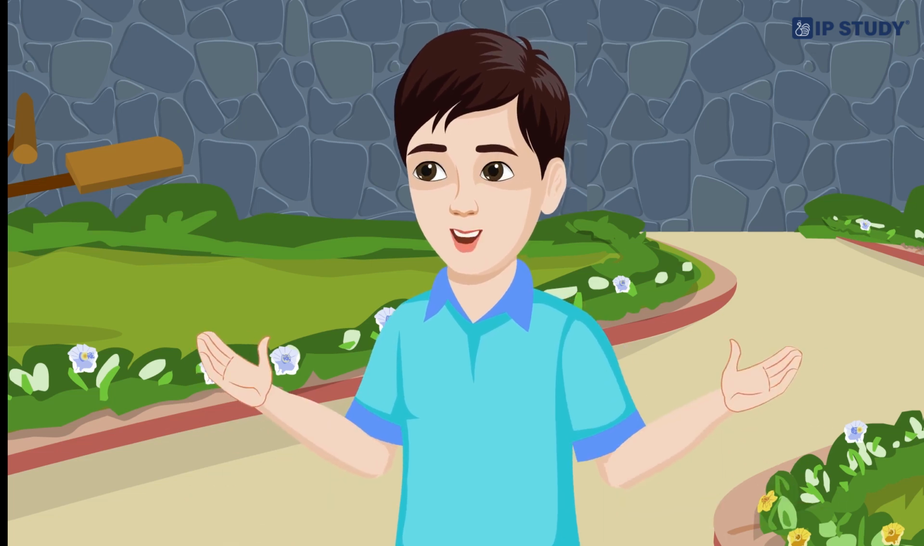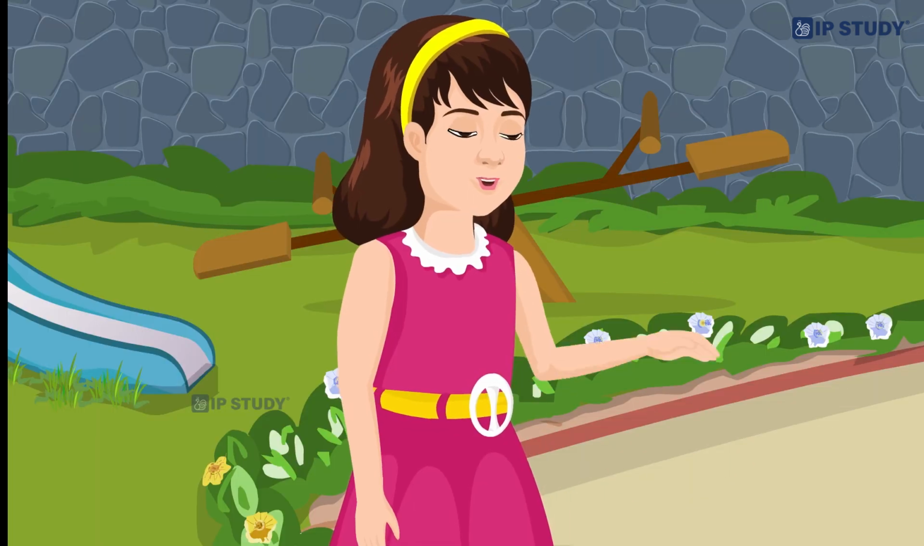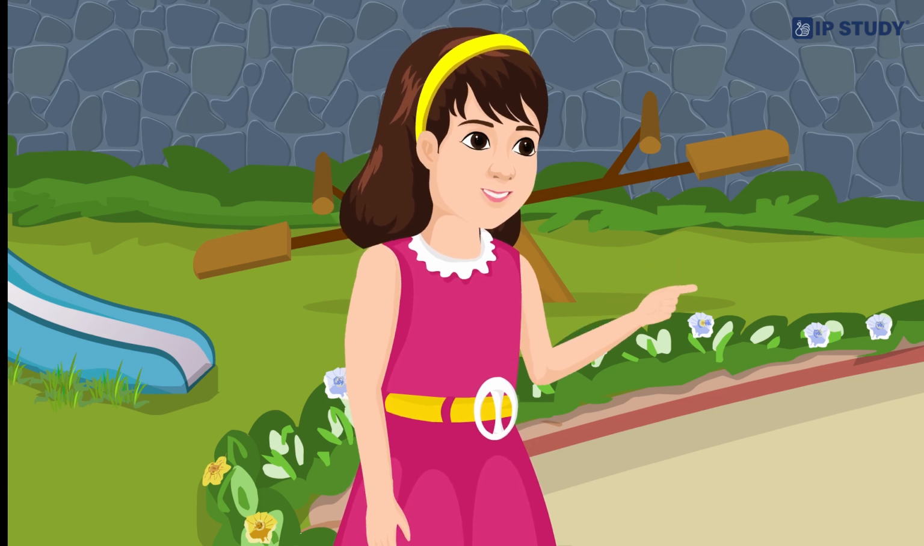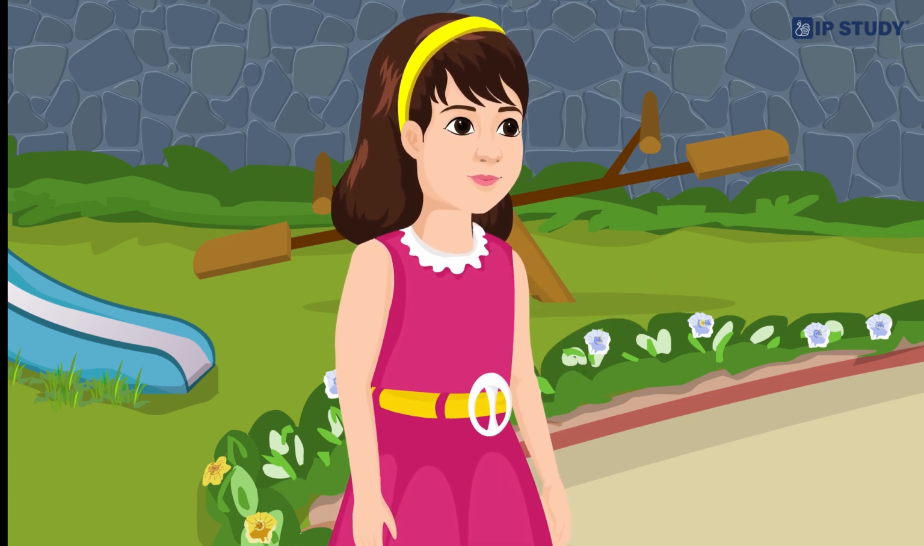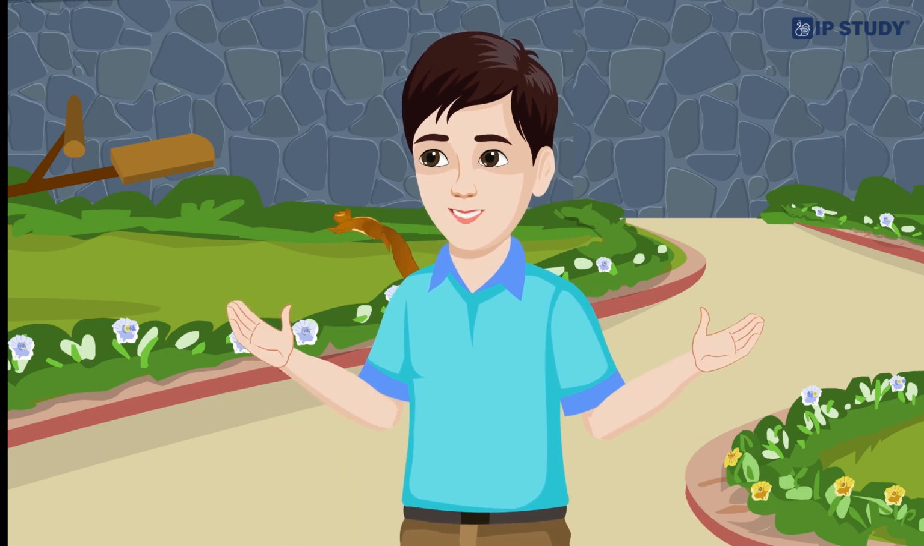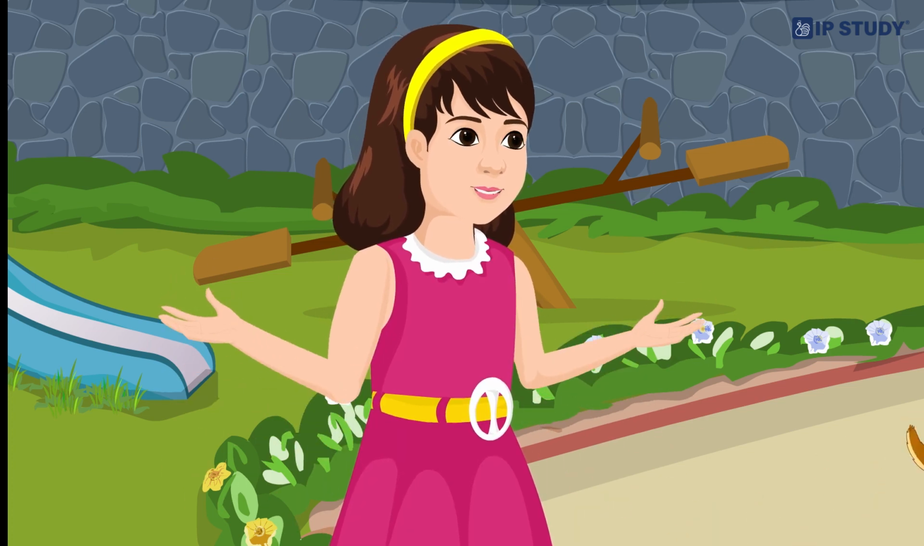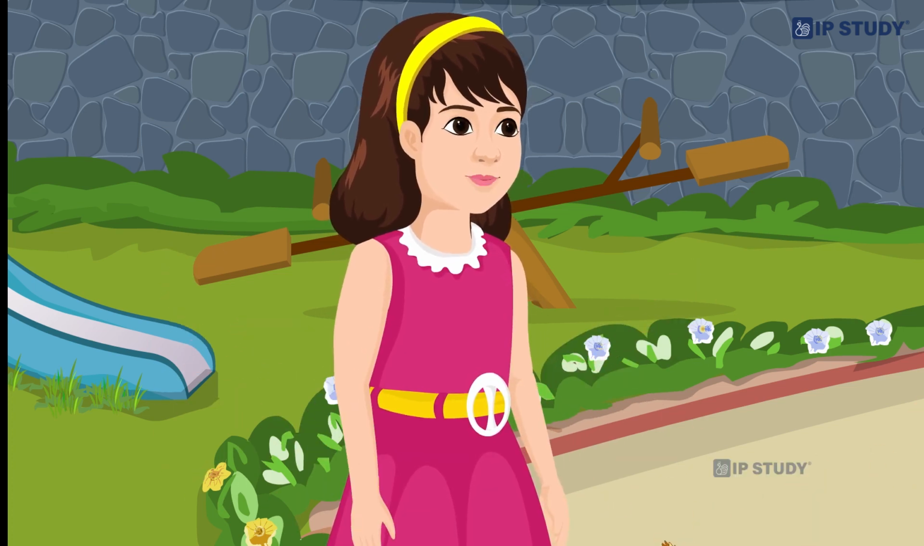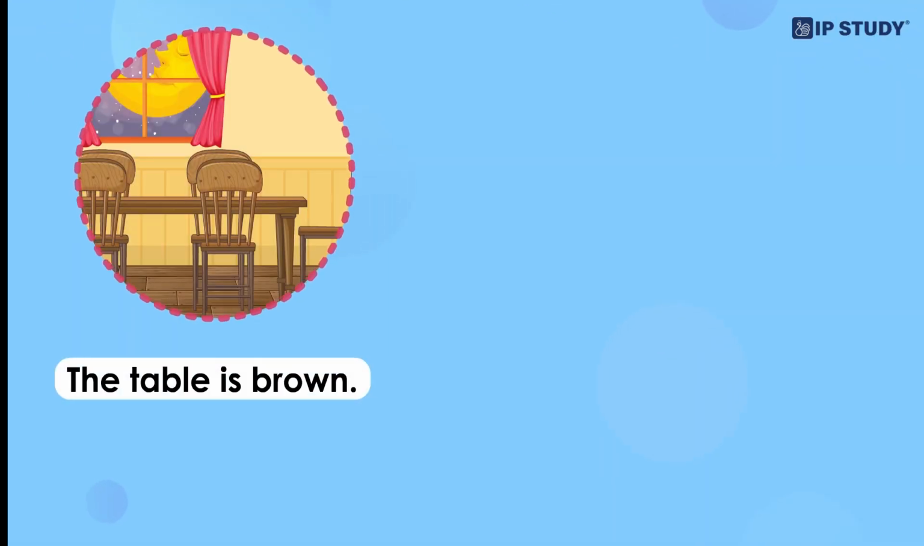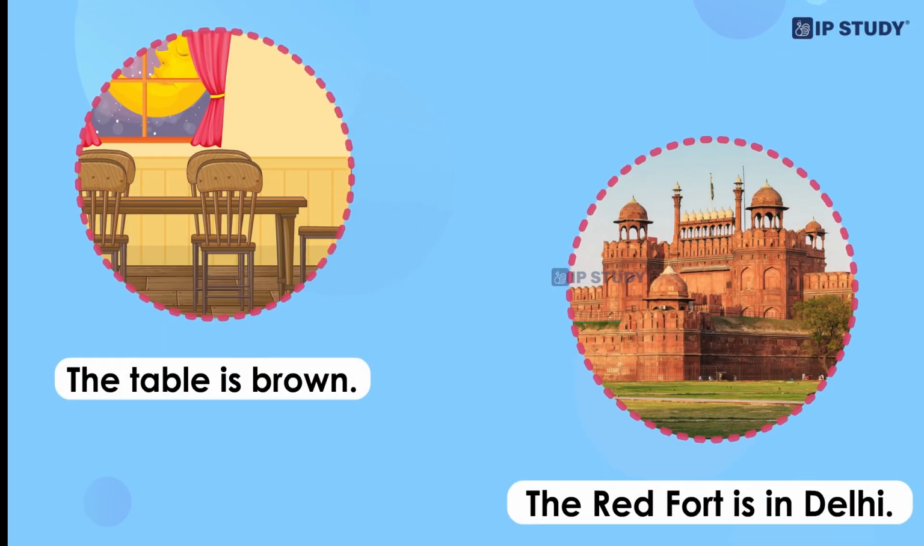Let's go to the playground, Janvi. Remember, Akshit, we say the playground because it's a specific place we are going to. Why do we use the before playground? We use the when we talk about a specific person or thing. Examples: the table is brown, the Red Fort is in Delhi.